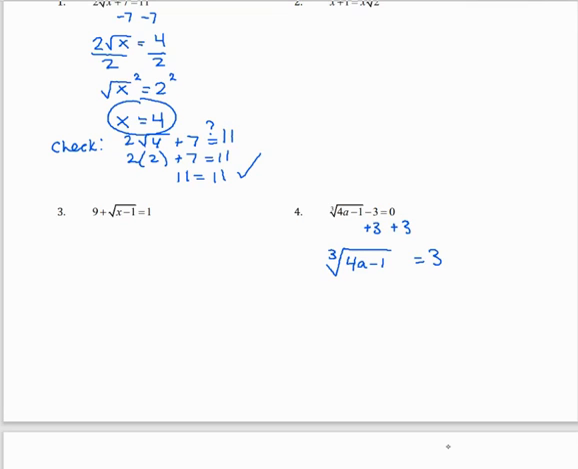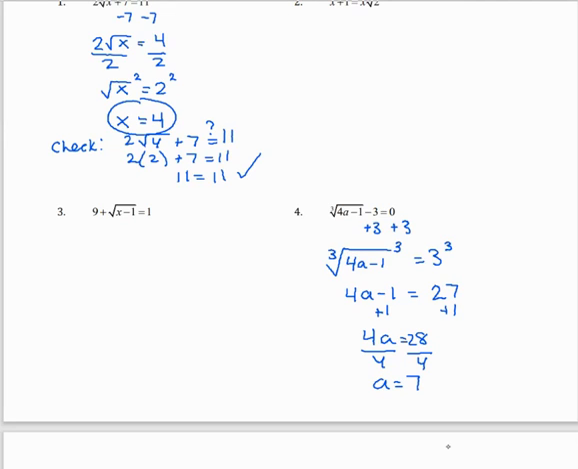Now that the radical is alone, we can get rid of it. So to undo a cube root, we will raise it to the third power, which means we must raise 3 to the third power. We are left with 4a minus 1 equals 3 to the third is 27. Now I will add 1 to both sides. 4a equals 28. And now divide by 4. A equals 7.